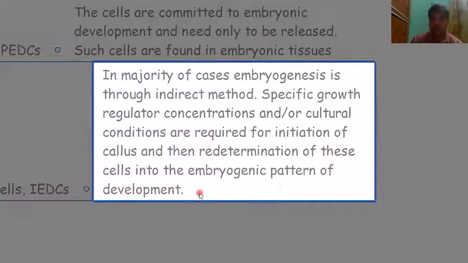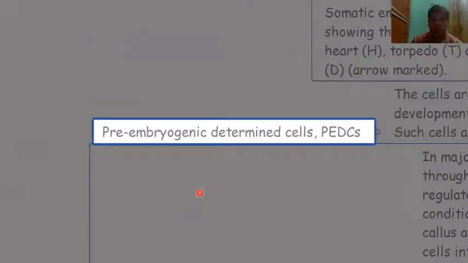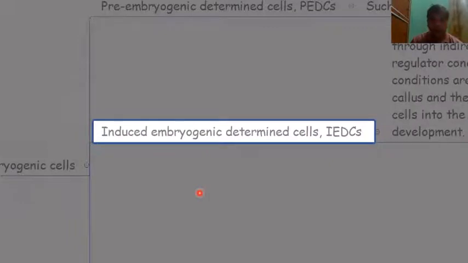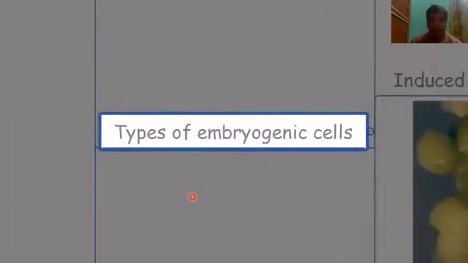and then redetermination of these cells into an embryonic pattern of development. So by now you know the two embryonic cell types: pre-embryonic determined cells, PEDCs, and the induced embryonic determined cells. Now here is one question for you. Here I'm naming just one type, neomorphs. So you need to find the answer: what are neomorphs and what are the features of these neomorphs?